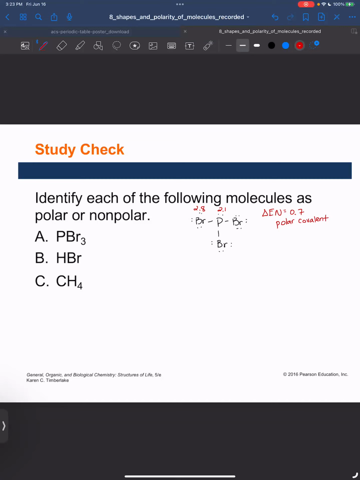So now let's determine molecular geometry. Phosphorus has 1, 2, 3, 4 electron groups and 1 lone pair attached. So what is the molecular geometry? Good. Trigonal pyramidal. And because it's trigonal pyramidal, I can go ahead and draw this, mimicking what we saw earlier. There's 1 bold, 1 dashed.